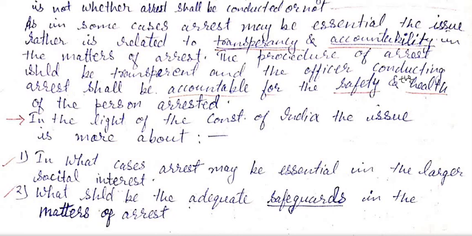So the procedure of arrest is simple. That could be read also, it is written down. But what are the safeguards required at the time of arrest and thereafter, after the arrest? And how should there be transparency? And how should the safety and well-being of the accused be ensured after the arrest? These two things. So whatever we read up to now is about that only.